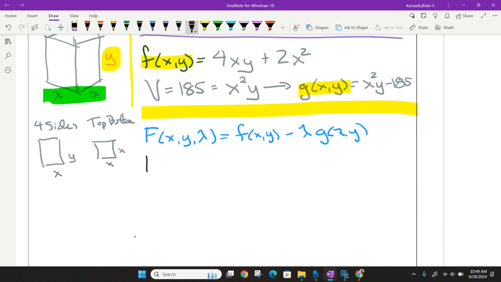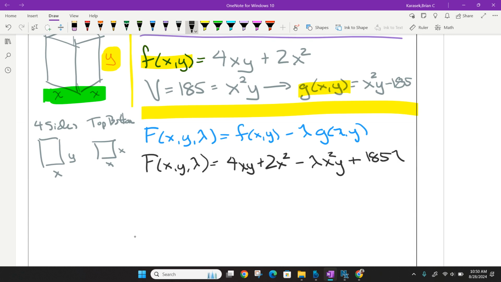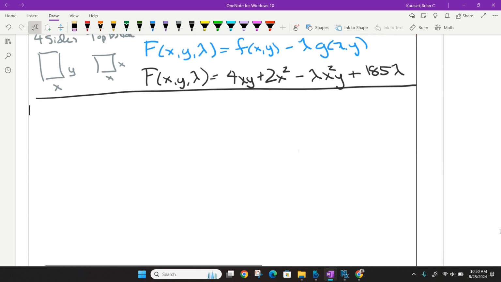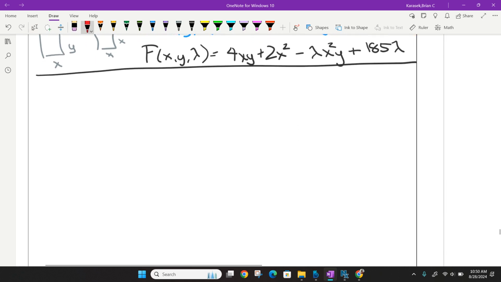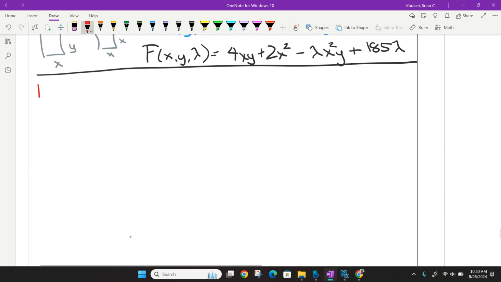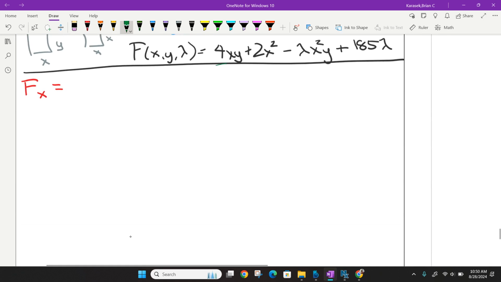So let's see, f of x, y, lambda is going to be 4xy plus 2x squared minus lambda x squared y plus 185 lambda. Okay, once we've got our Lagrange function, our next step is to find our partial derivatives. So we need to find f sub x, our first partial with respect to x. In my Lagrange function, we're looking at four terms.